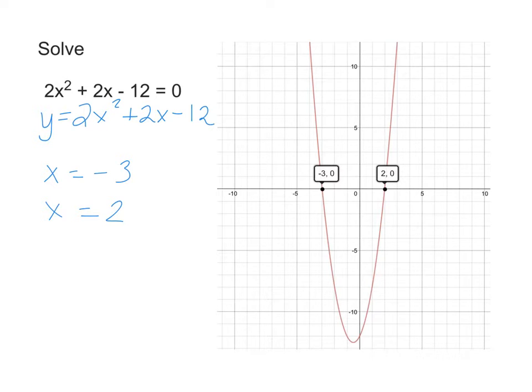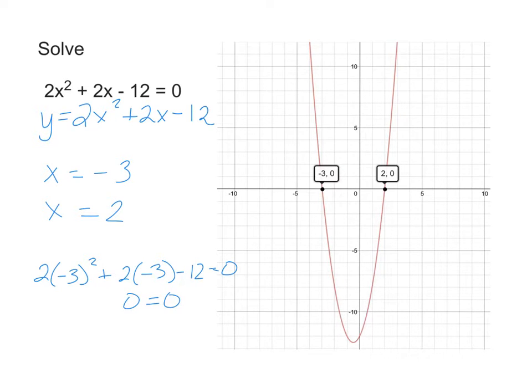How could we check to see that they actually do satisfy the equation? By substituting x with them. Right, substitute them in for x. So I could do 2 times (-3) squared plus 2 times -3 minus 12, and that should equal 0. So that's 18, 0. So 0 equals 0.